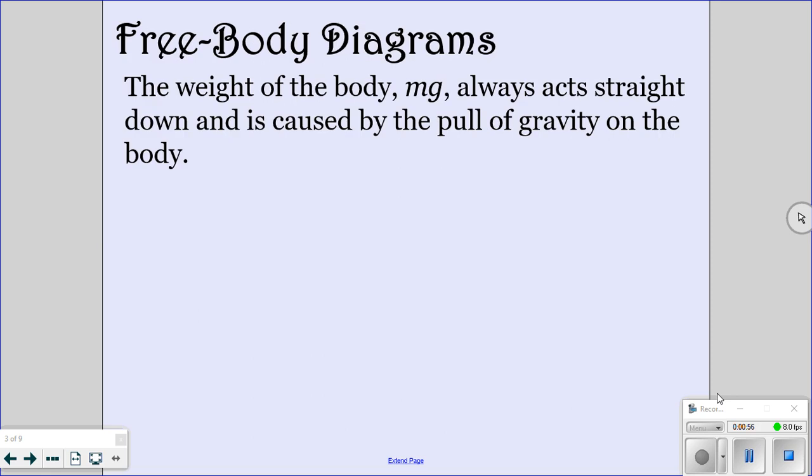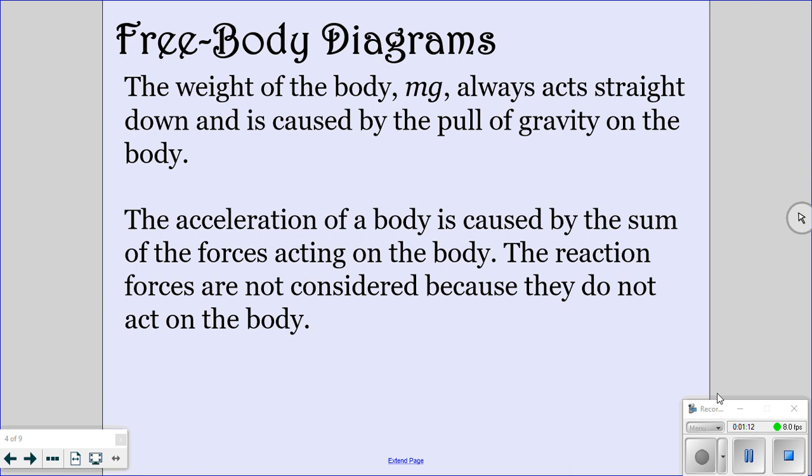So the weight of the body, weight is mass times gravity, is always going to act straight down, and it's caused by the pull of the gravity on the body. So your weight is always going straight down towards the ground, towards the earth. Acceleration of a body is caused by the sum of the forces that are acting on the body. The reaction forces are not considered because they do not act on the body. So we only look at the ones that are acting on the body.